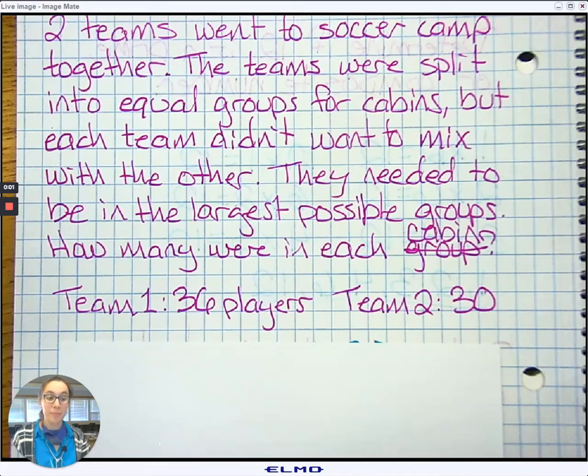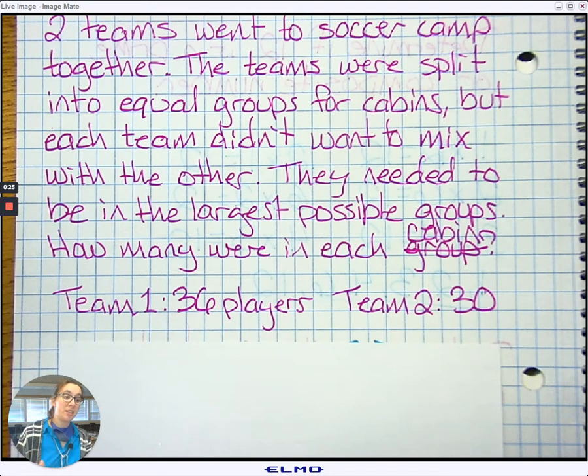This is lesson 3.1, example 2. We are talking about two teams that went to soccer camp together. The teams were split into equally sized groups for their cabins, but the two teams didn't want to intermingle in the cabins. They wanted to stick with their own team. They needed to be in the largest possible groups to minimize the number of cabins being used. So how many soccer players were in each cabin?